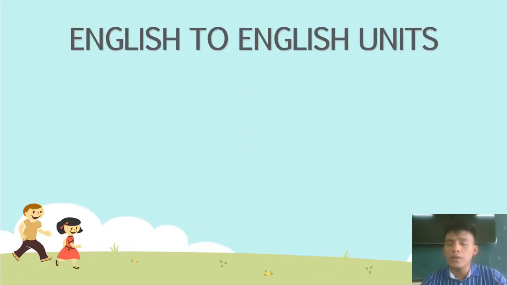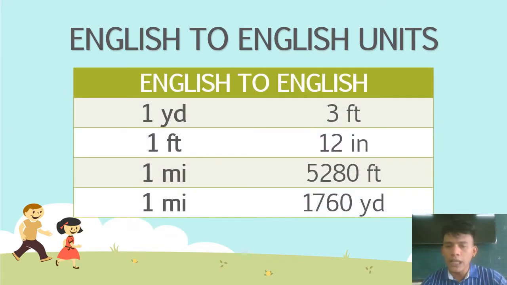Now let's go on to English units. Conversion for English to English units of length. 1 yard is equal to 3 feet. 1 foot is equal to 12 inches. 1 mile is equal to 5,280 feet. 1 mile is equal to 1,760 yards. Don't forget the conversion of English to English units. English and metric are different.